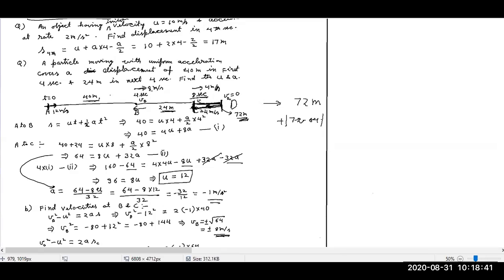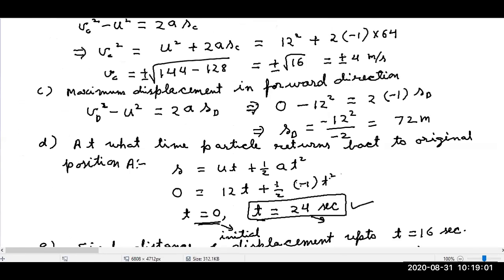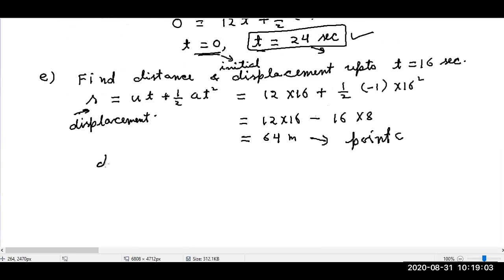So what we are going to do is take the 72 meters up to point D, and then after that we will take the difference 72 minus 64 mod. This will be added to 72. So that will be the distance traveled. So the distance traveled will be 72 up to point D and then 72 minus 64 mod. So it will be how much? This is 8. So 80. We are getting 80 meters.